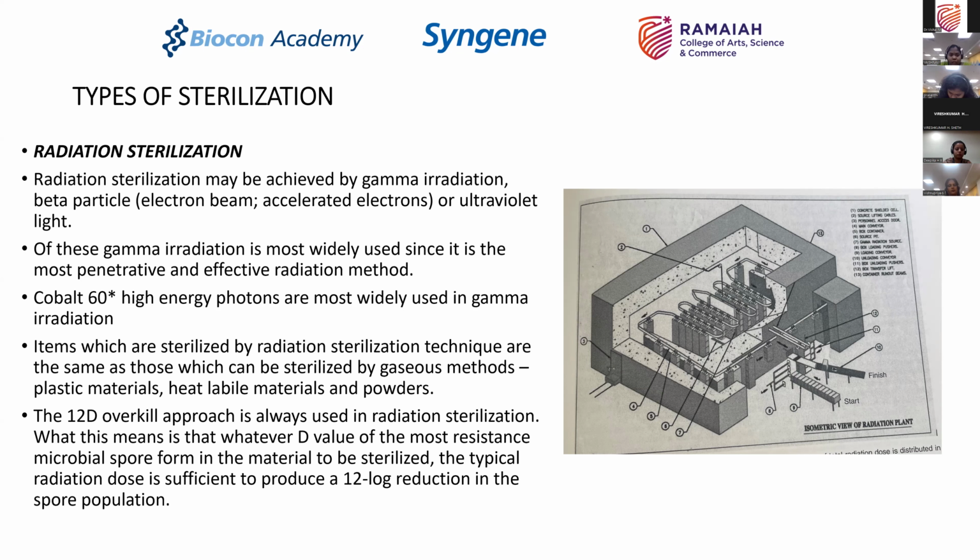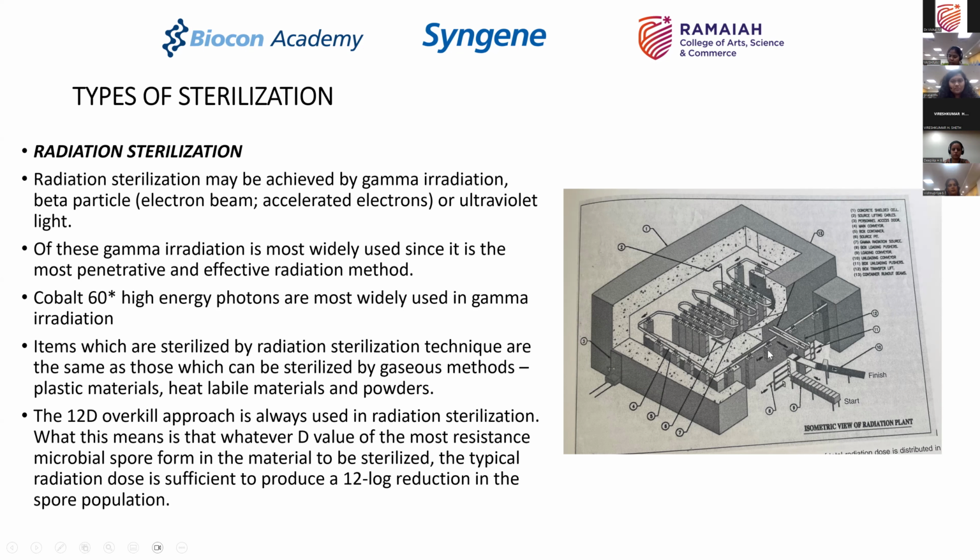This is a typical equipment of gamma irradiation where the product is presented to the tunnel. There is a concrete tunnel in which there is a conveyor belt which moves in with the loads. So the loads are hung on the conveyor, and they keep on moving.